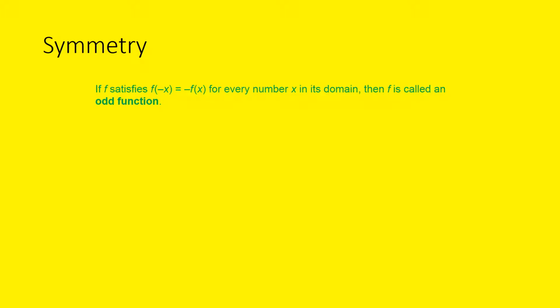Odd. For odd, f has to satisfy f of negative x equals the negative of f of x. Okay, so again, the definition has to do with what f does with negative x as an input. In the case of the even function, it just returned f of x, but in the case of an odd function, it's the negative of f of x for every number x in the domain.